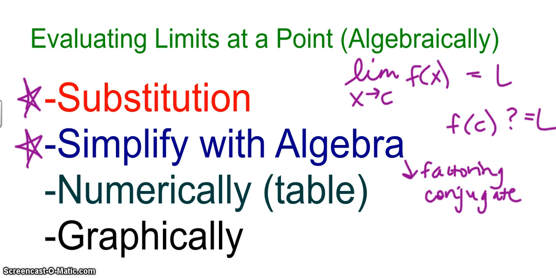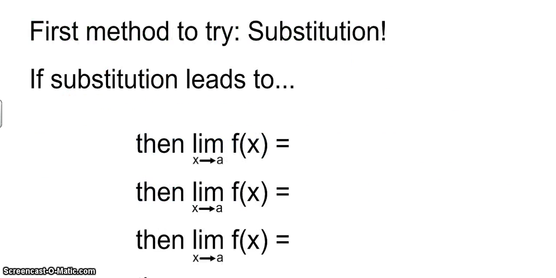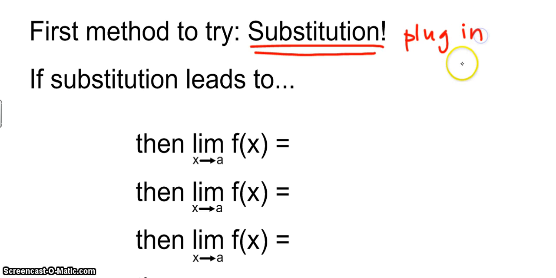Two other ways to evaluate limits are numerically and graphically. We already did graphically. We're also going to look at the numerical way, or the table way, in the next video. So, like I said, our first method always is to try substitution. You're going to plug in, in this case we're talking the limit as x goes to a, so plug in a to your function.